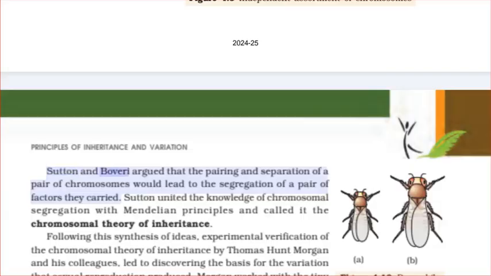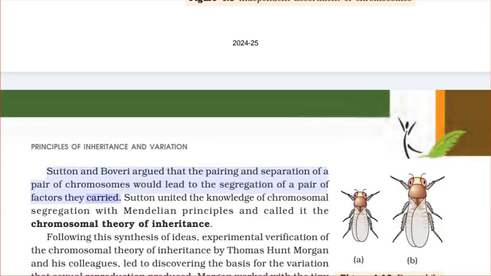Sutton and Boveri argued that the pairing and separation of a pair of chromosomes would lead to the segregation of a pair of factors they carried.